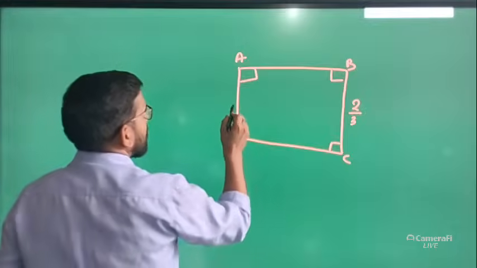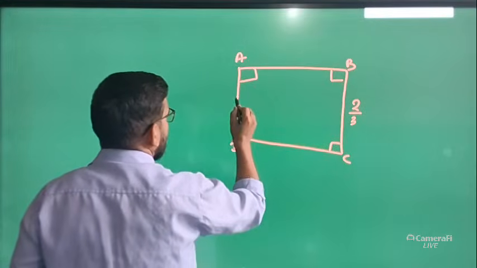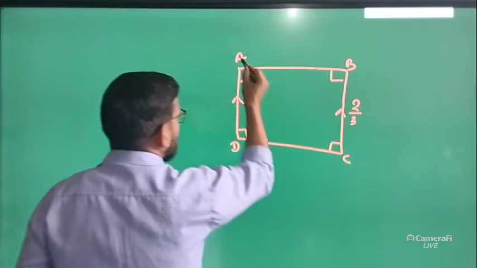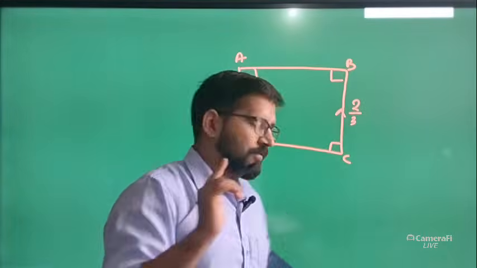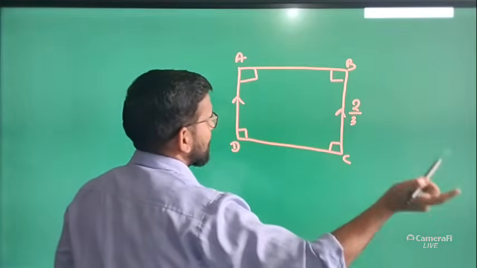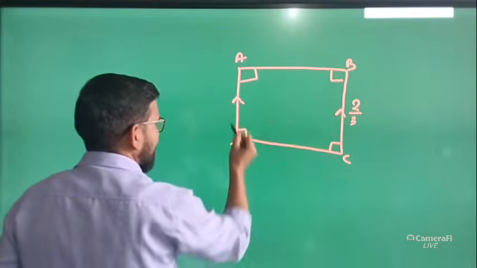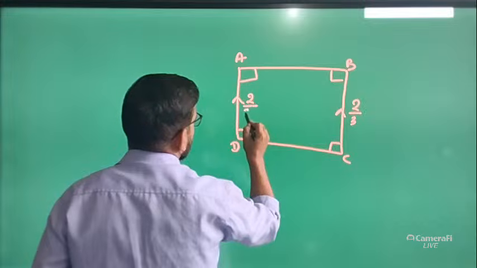Tell me, don't we know that opposite sides of a rectangle are parallel to each other? So BC will be parallel to AD, and we have learnt that slopes of parallel lines are the same. So if BC is parallel to AD, then whatever the slope of one is will be the slope of the other.